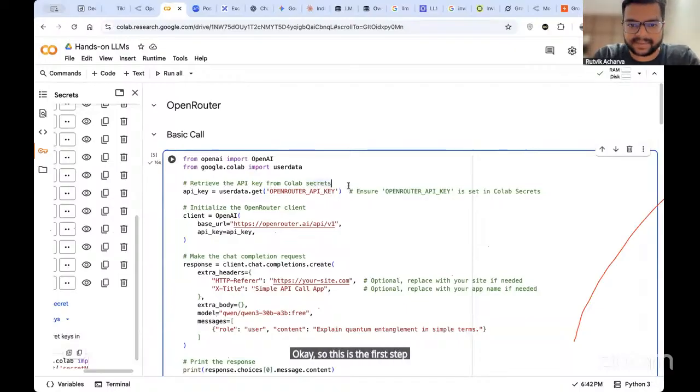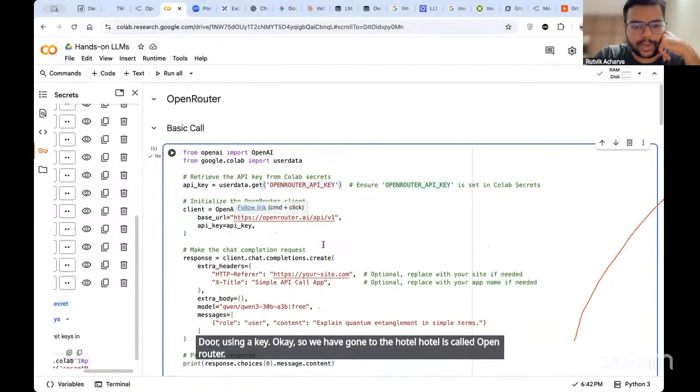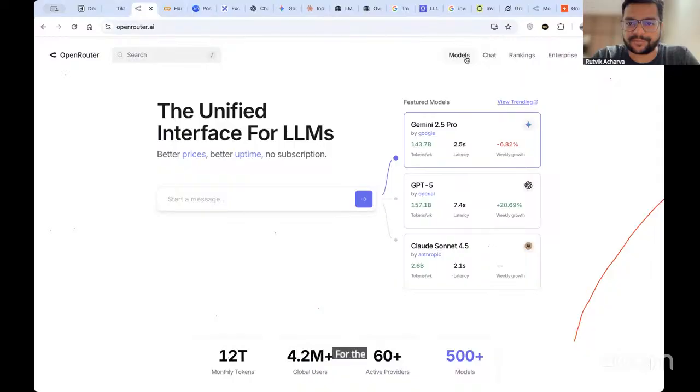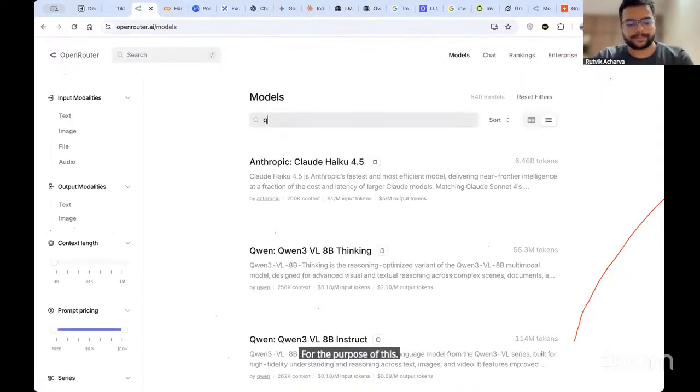Again, I believe some of you folks already have experience doing it, but for the large majority in this group who do not, we are in this environment through this key, right? You want to go to a hotel, you open that door using a key. Okay, so we have gone to the hotel. The hotel is called OpenRouter. You are going to a room, which is a large language model. I have selected Qwen. I just selected this for the purpose of this call.